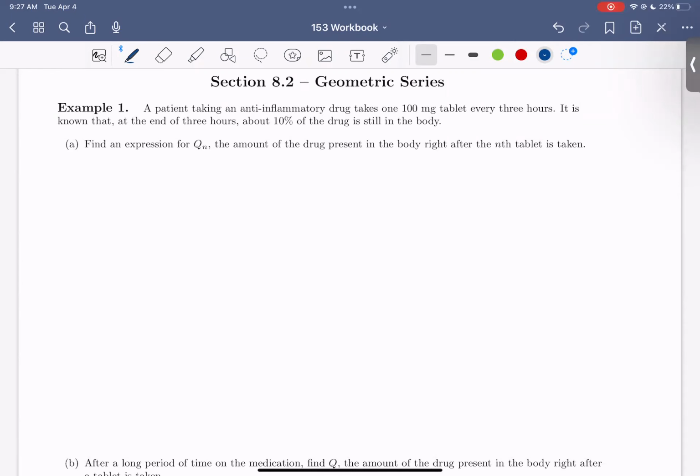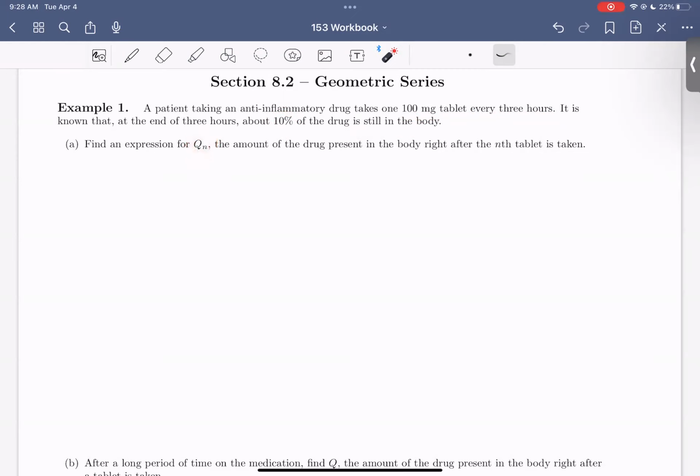Example 1 says, a patient taking an anti-inflammatory drug takes one 100 milligram tablet every 3 hours. It is known that at the end of 3 hours, about 10% of the drug is still in the body. So the rest of the drug, the 90% that's not in the body, was metabolized by the body. So in part A, what we want to do is find an expression for Q_n.